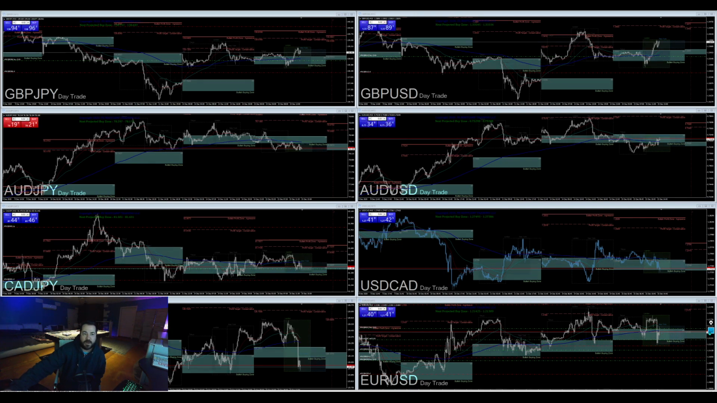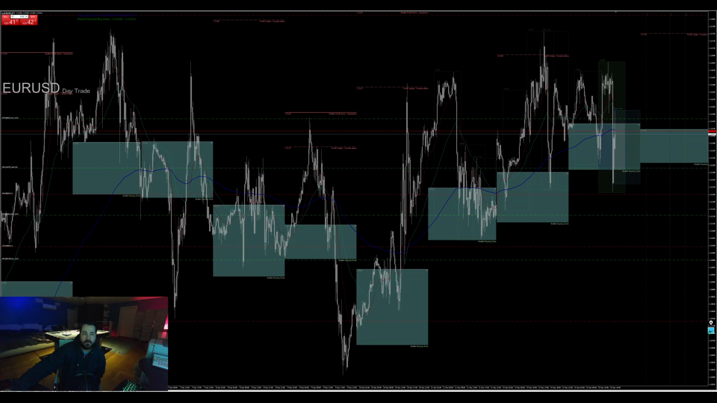But looking at this right now, this is not a good look. This right here, this wick, this long wick right here, and it's pulling back down. That's not a good look. That's showing rejection from central pivot.